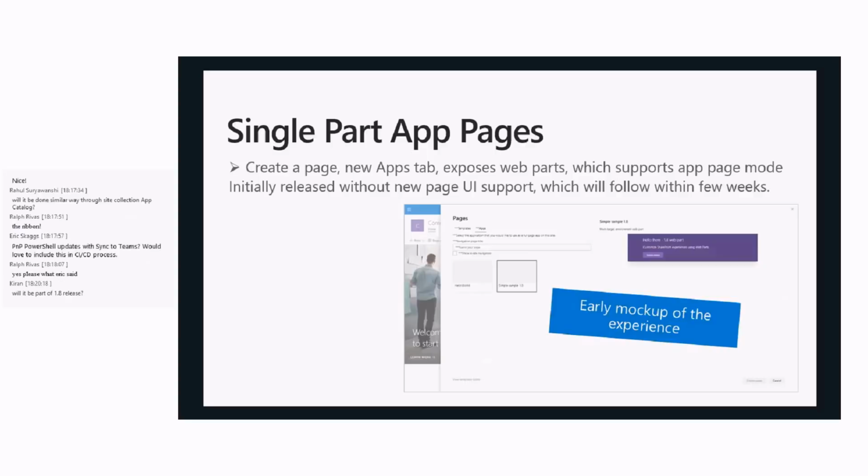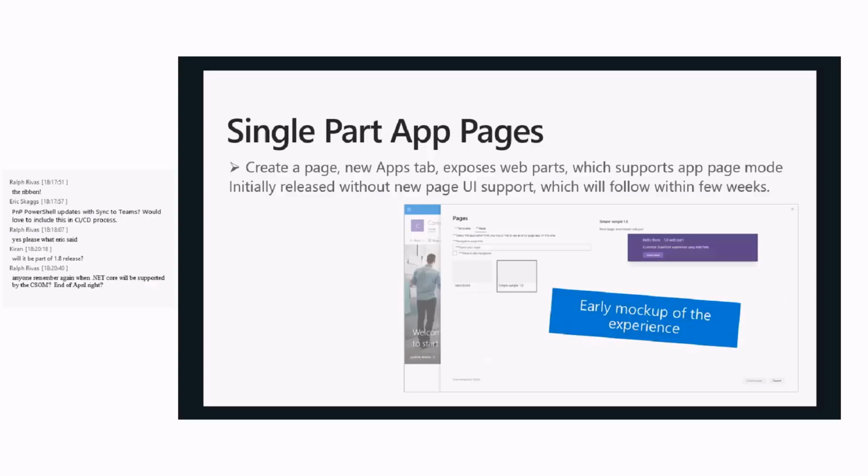So first of all, whenever a user goes and creates a new modern page in SharePoint, pretty soon there will be page layouts. We actually talked about that the page layout functionality is in the roadmap. Now, the page layout functionality will be exposed together with the single part app pages option. So you're able to then select an existing page layout, or you're able to select a new page to be created using any of the web parts which are designed to work as a single part app page.